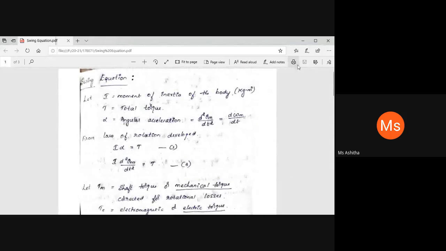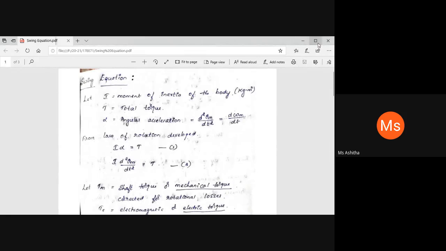Now I replace I into omega m, and omega m into T, with the angular momentum and with the power. My last equation becomes M into d square delta m by dt square is equal to Pm minus Pe, or Pa. That is the swing equation which you have already studied in the last semester.